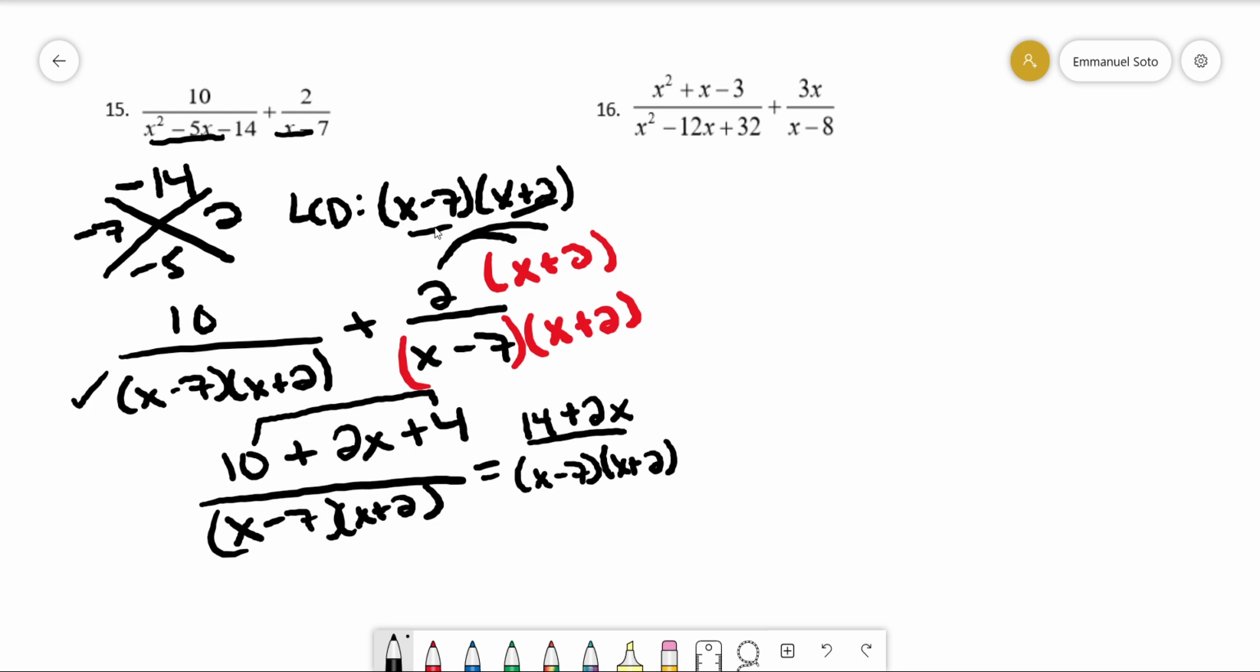Alright, we can pull something out of the numerator. We can pull out a 2. So it leaves us with 7 plus x. Alright, since that's a 7 plus x and that's an x minus 7, it doesn't cancel, so this is our final answer.